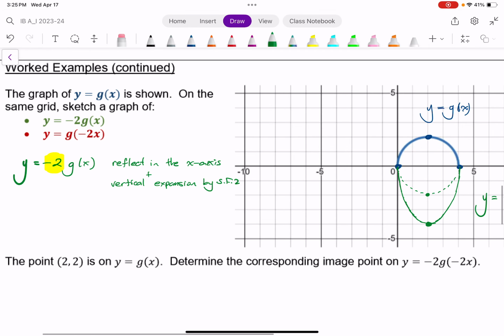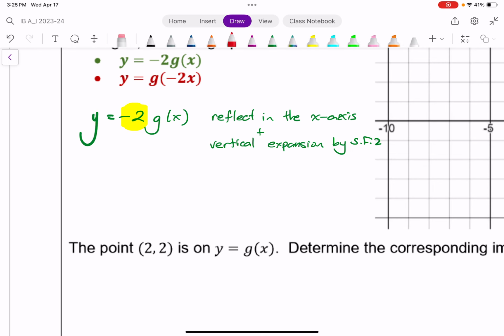And then also in red, I have g of negative 2x. So I'm still multiplying by negative 2, but instead of the entire function being multiplied by negative 2, just the input, just the x's. And so what is happening here? Well, these are horizontal stretches. So y equals g of negative 2x. In this case, I have a reflection in the y-axis. Also, I call that a horizontal reflection.